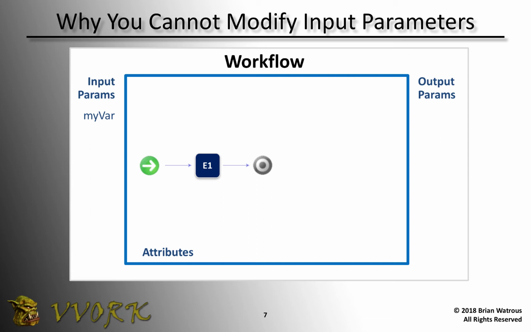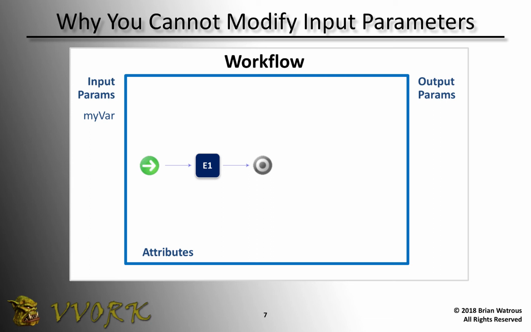So taking a look at our simple example here, we have a workflow. It has 3 schema elements, a start and end, and a schema element called E1. Let's assume that that schema element is a scriptable task. Now, as you can see in this workflow, we have one variable in the workflow. It's an input parameter called myvar.